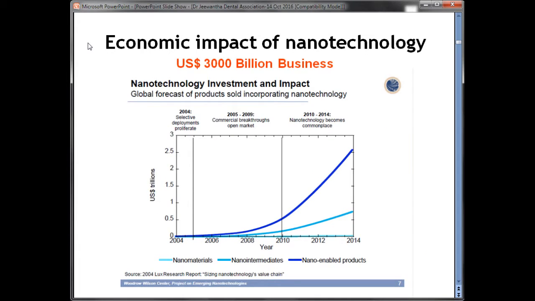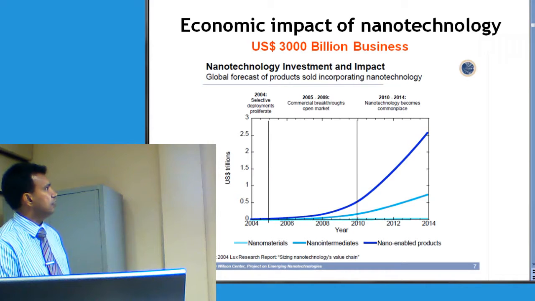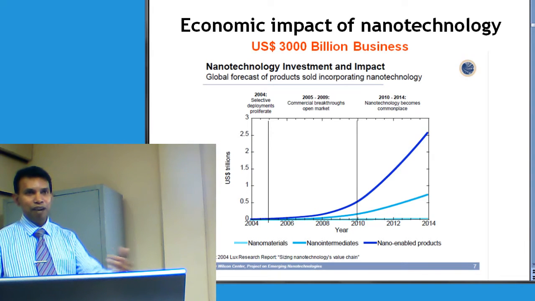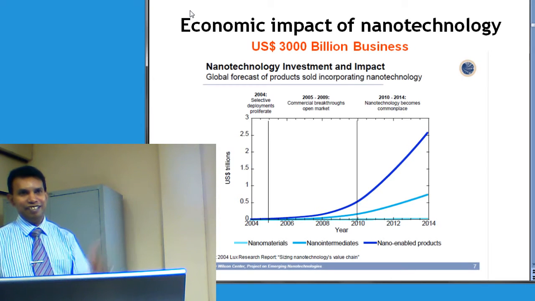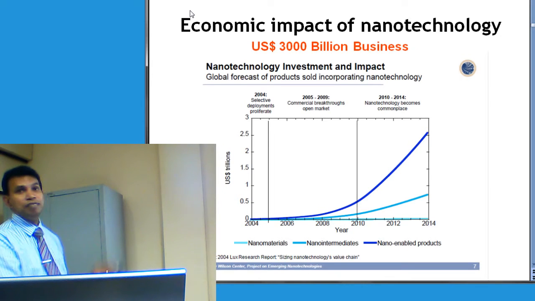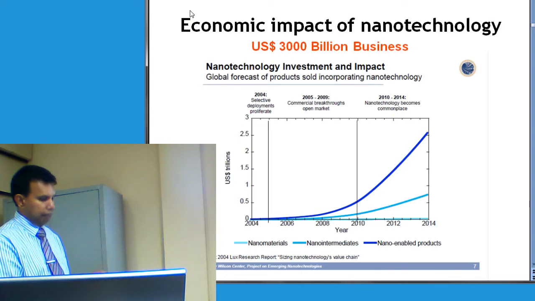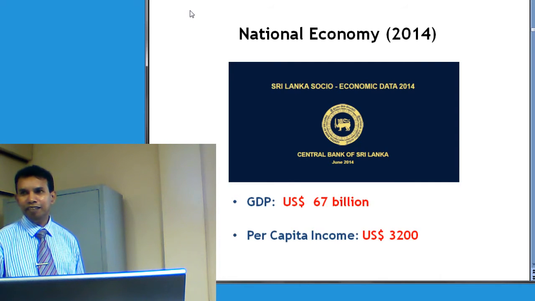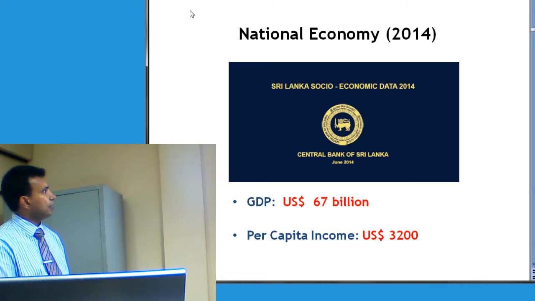Look at this graph. That is from the Economic Forum. By 2014, the business size is 3,000 billion US dollars. Nanotechnology business, all, including pharmaceutical, nanobiotechnology, nanomaterials, nanoelectronics, nano devices, nano machines, nano cancer therapeutic drugs, everything all together. That is a 3,000 billion business, nanotechnology. And to have an understanding, this is our income as a country. We have 67 billion. That is the GDP in our country. So compared to that, this is a massive business.